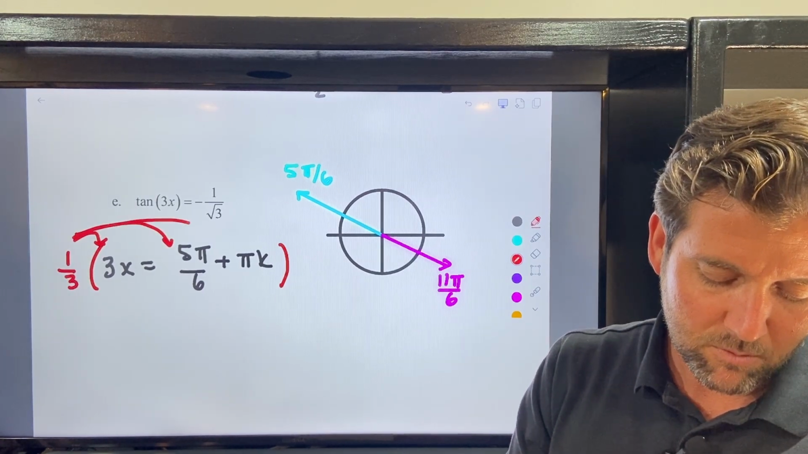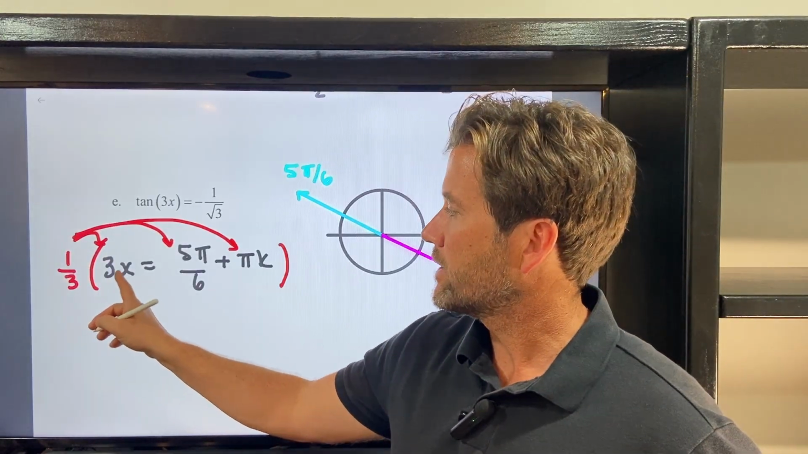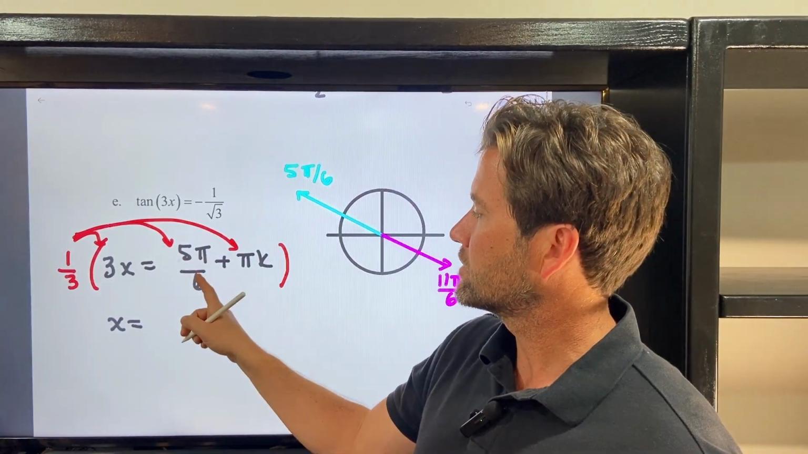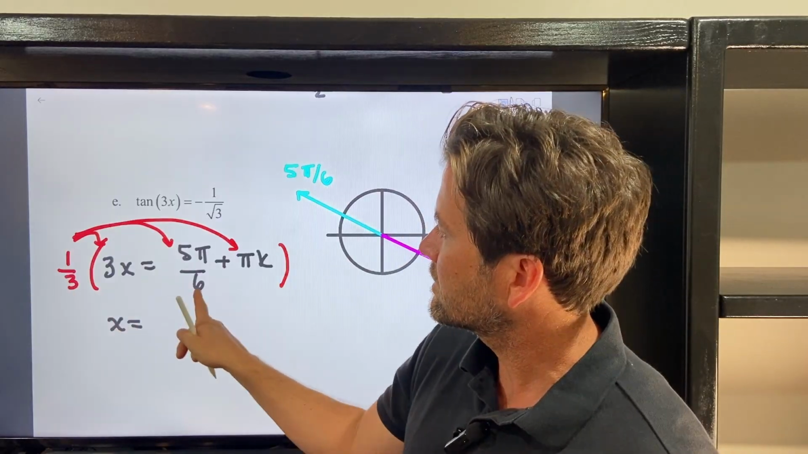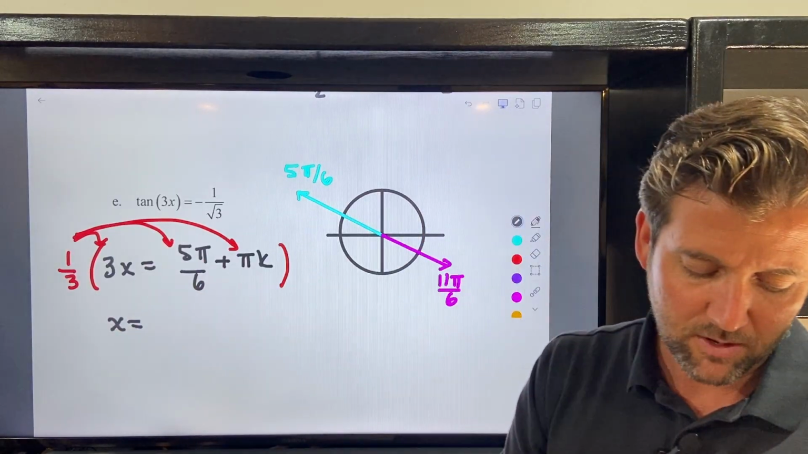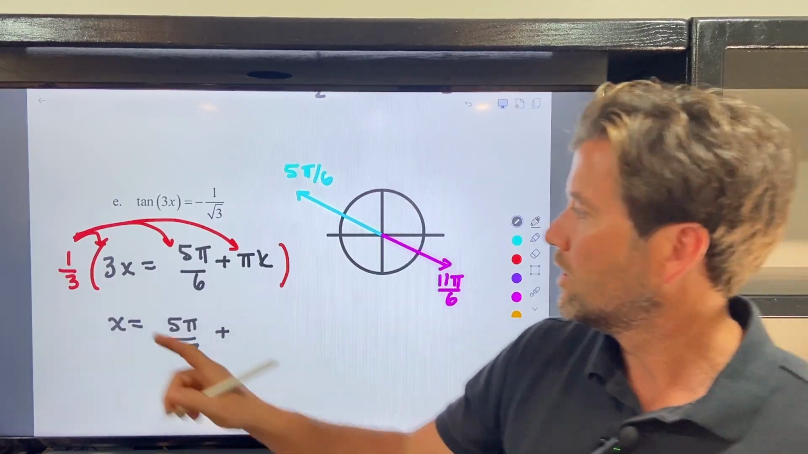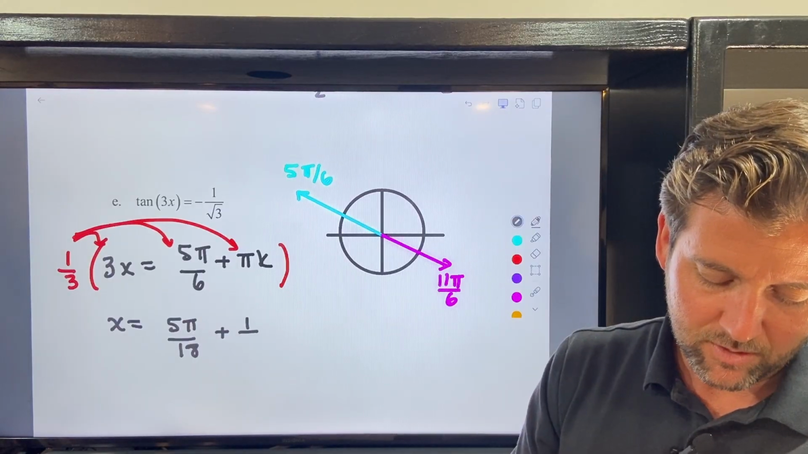Rather than divide by 3, multiply by 1/3. So 3x divided by 3 is 1x. 5 pi over 6 divided by 3 is 5 pi over 18, or if you prefer to do this, 3 times 6 is 18. That's 5 pi over 18. 1/3 times pi k is exactly that.